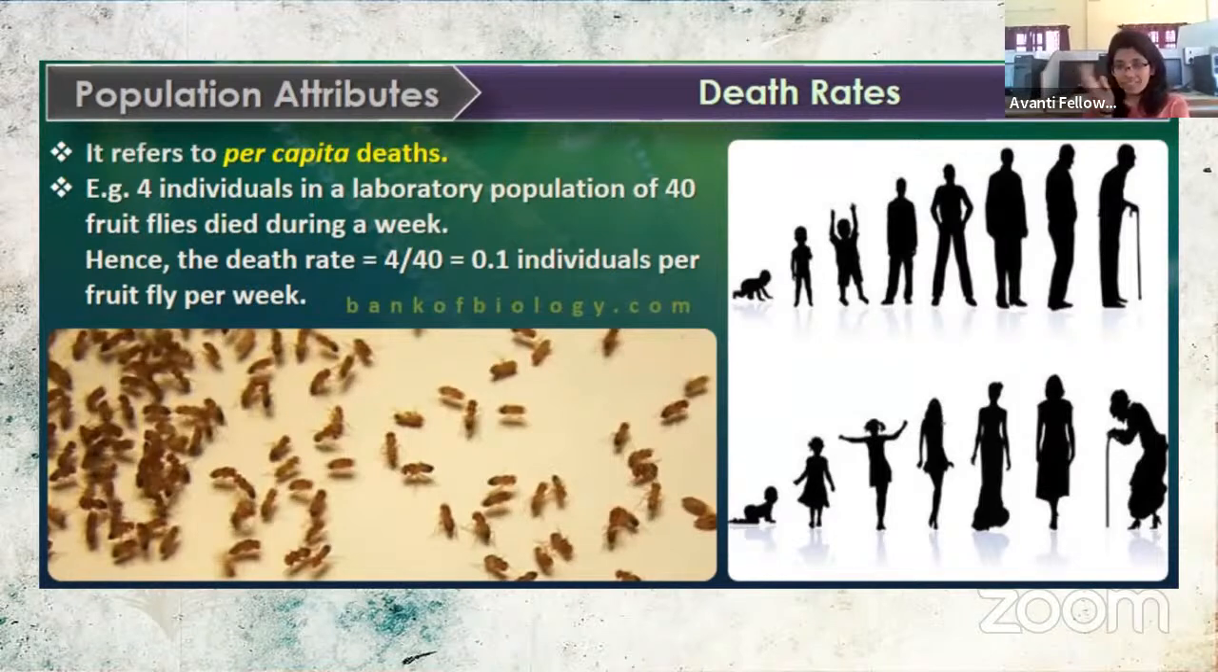In a particular week. So now, if we are calculating the death rate of this fruit fly, what do we need to do? 4 divided by 40. Now, what is the death rate? Death rate is 0.1 individual per fruit fly per week. I hope it is clear.